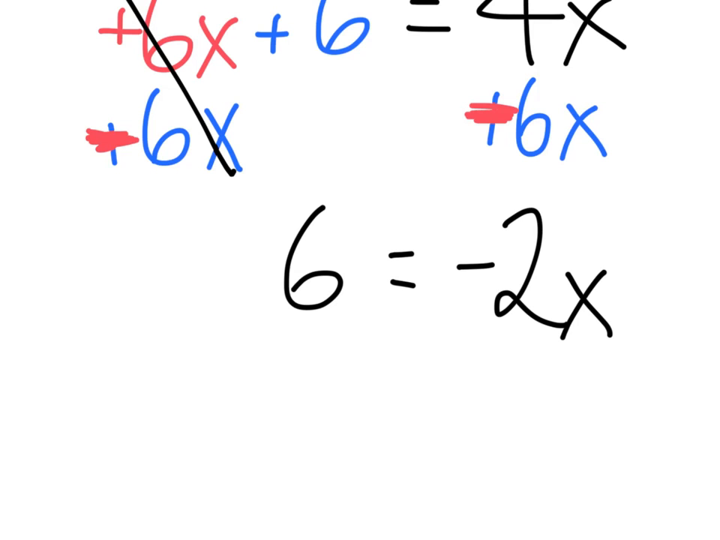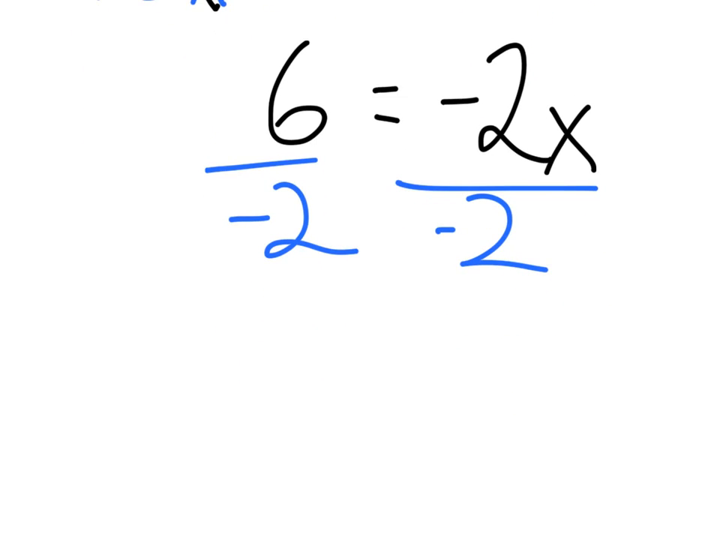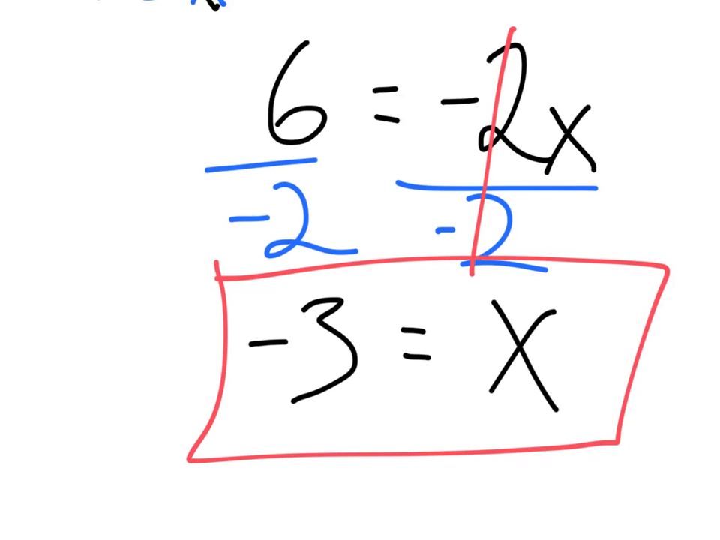Now we need to get the x by itself. So we're going to divide both sides by what? Negative 2. And when we do that, the negative 2's cancel out. We're left with x, and x is now equal to negative 3. x equals negative 3. This is our answer.